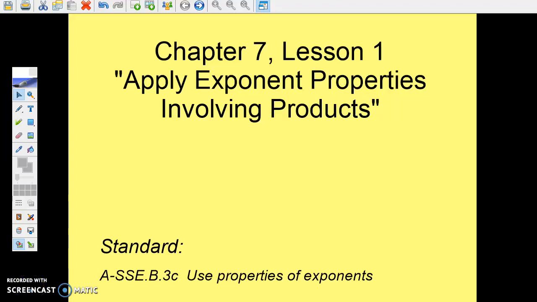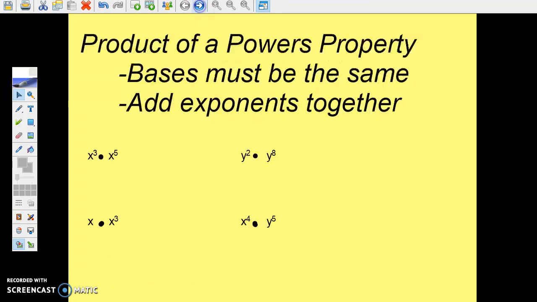Today we are starting Chapter 7, Lesson 1, in which we are going to start to look at how we apply exponent properties that involve multiplication. The standard that we're going to be working on is the standard of using properties of exponents. This lesson is really based on a few rules. These rules are all depending on when you have multiplication involved and when you have exponents involved.